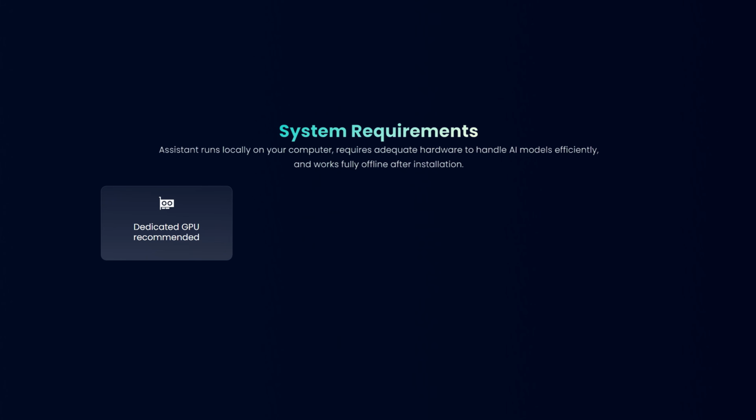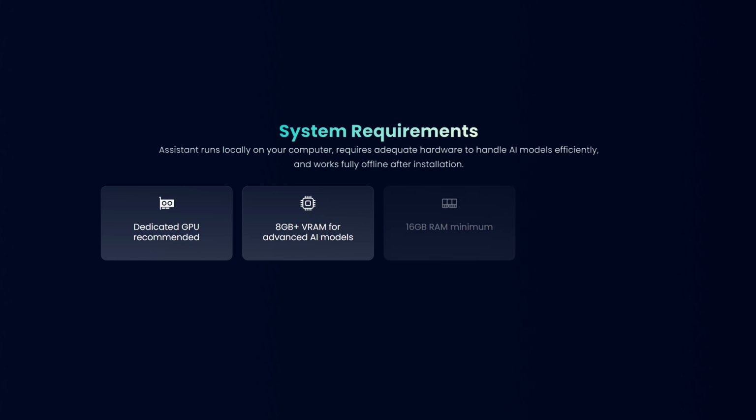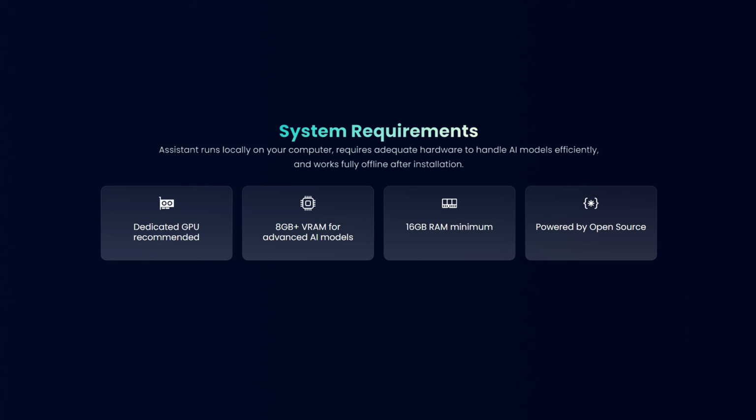To run AI locally, you need a dedicated GPU. If you do not have a powerful graphics card, performance will be slower, and in some cases, the assistant may not respond. A dedicated GPU with at least 8 GB of VRAM is recommended, along with 16 GB of system RAM. All the technology used is open source, transparent, and reliable.